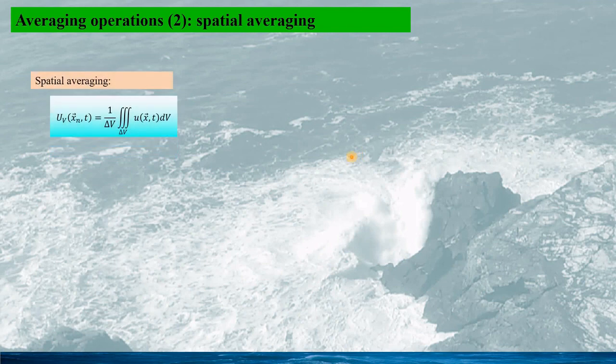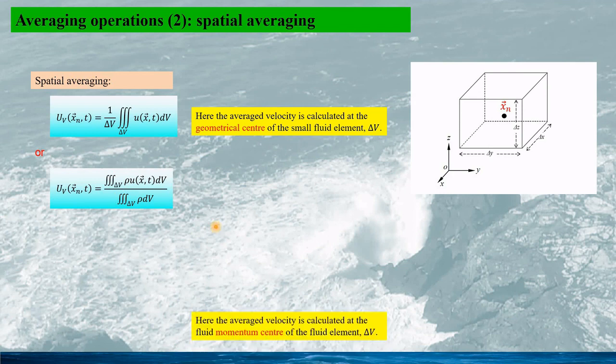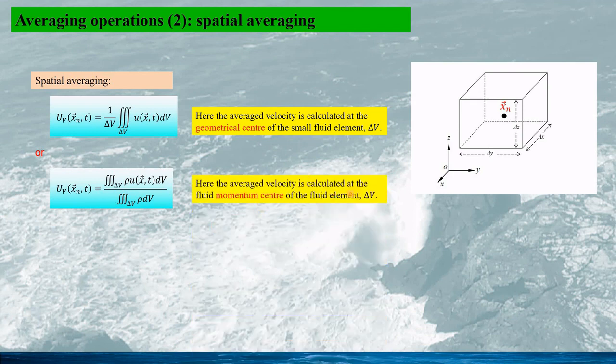The spatial averaging is the volume averaging of the physical parameter at the geometric center of a small volume, given by this. See here, the center point x_n is at the geometric center. Or we might have the fluid momentum center of the small fluid element defined as this. Here, the average velocity is calculated at the momentum center of the fluid element.